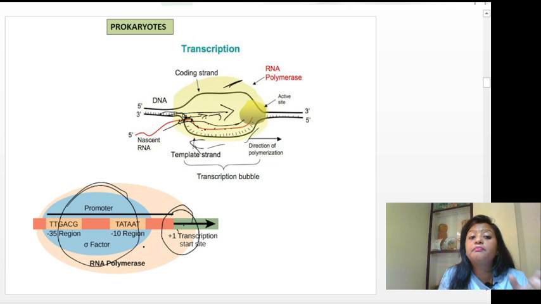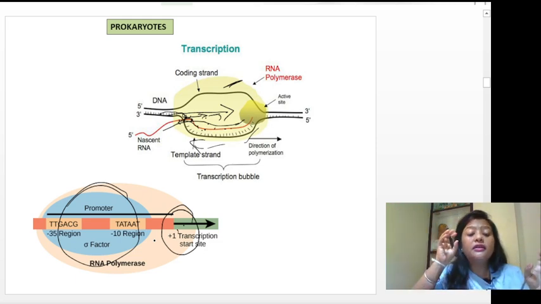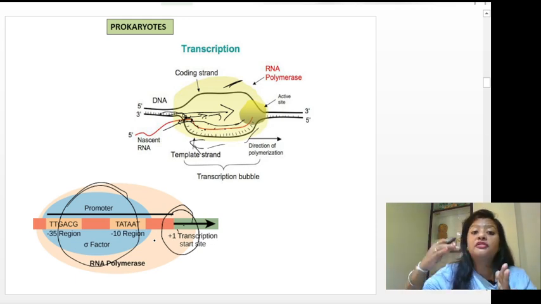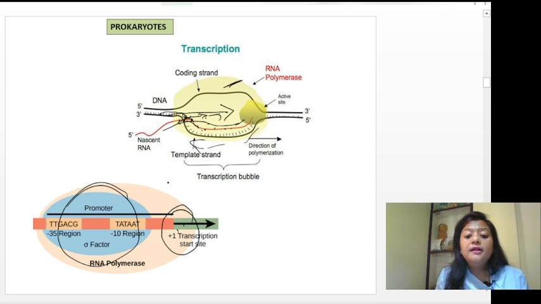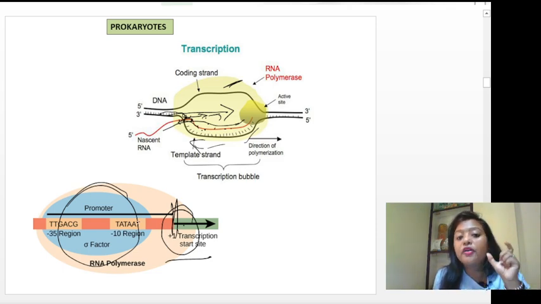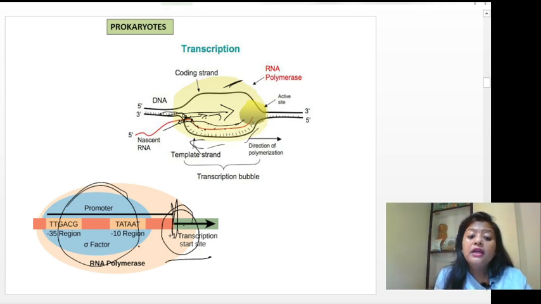As I said, it is -10. -10 means it is 10 base pairs upstream of the initiation site. So when it goes upstream of the initiation site, it comes as minus, and when it goes downstream of the initiation site, it goes as plus. So you can see here, after this point, it is +1, but here as soon as it's going up, it's -10. So the -10 region is the Pribnow box, the TATAAT region, or you can say the 6 nucleotide region out here. Okay, it contains 6 nucleotides out here.